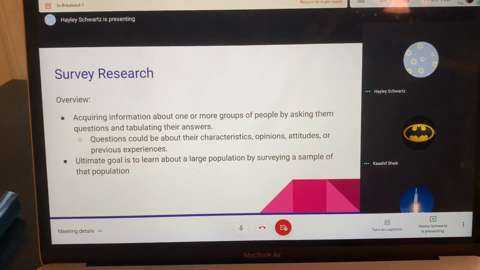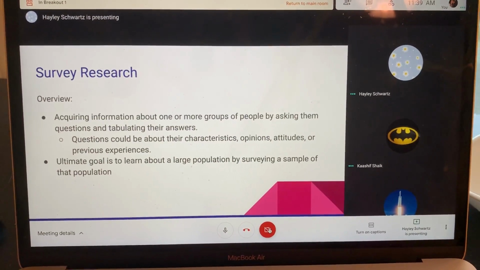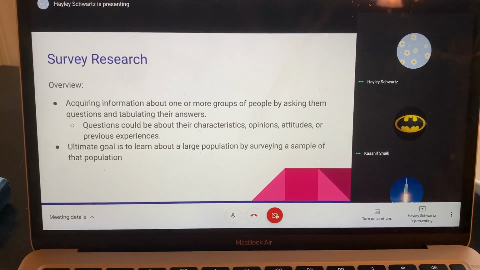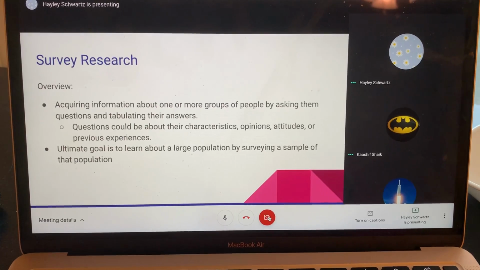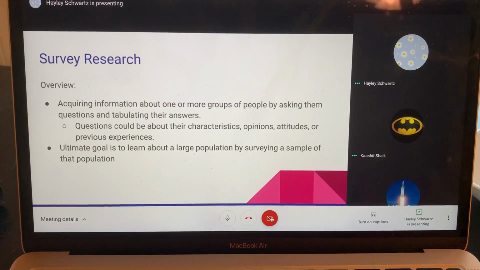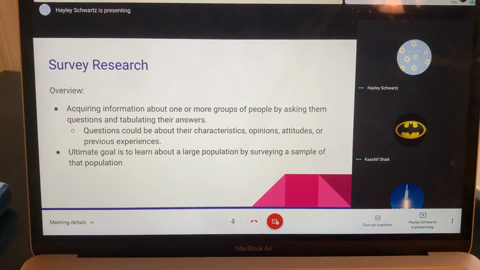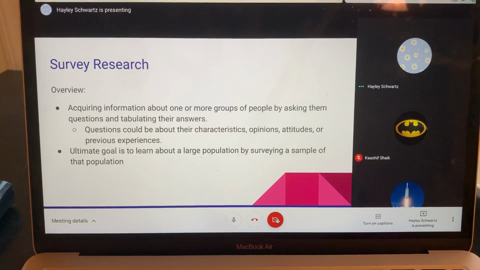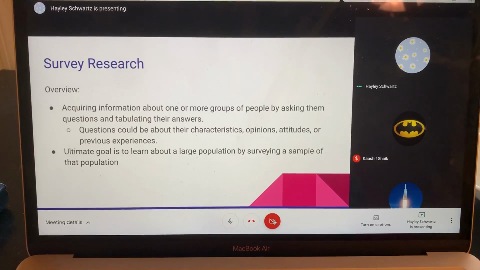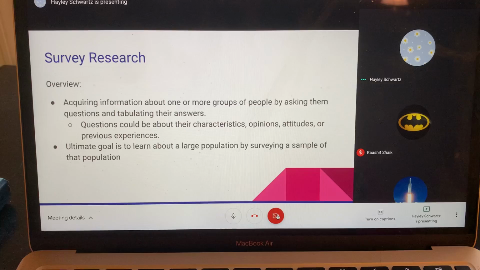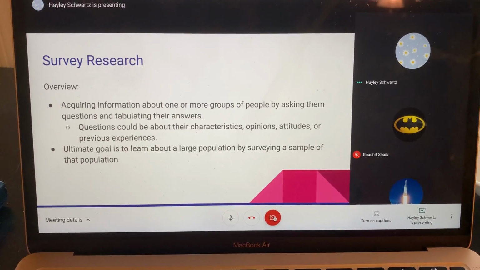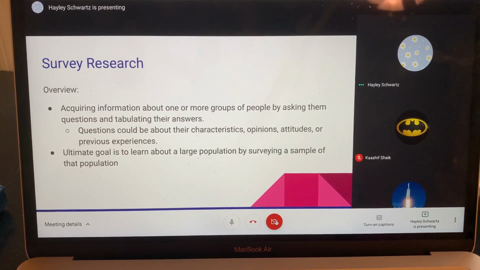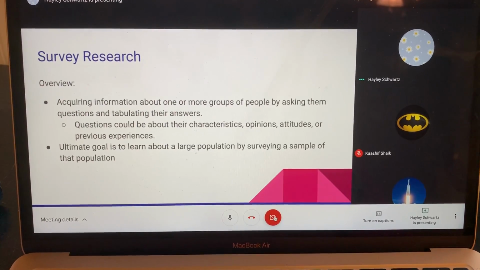So the first method that we researched was survey research. An overview of this is that it acquires information about one or more groups of people by asking them questions and tabulating their answers. Questions could be asked in a variety of ways, and they could be about characteristics, opinions, attitudes, or even previous experiences. The ultimate goal of survey research is to learn about a large population by surveying a sample of that population.